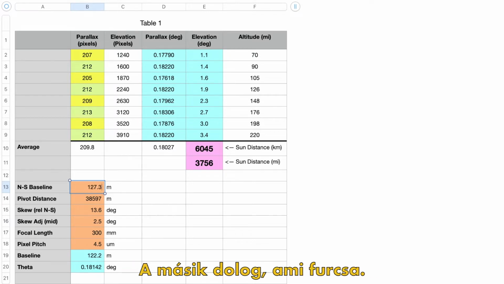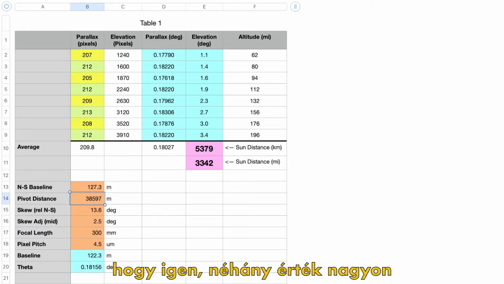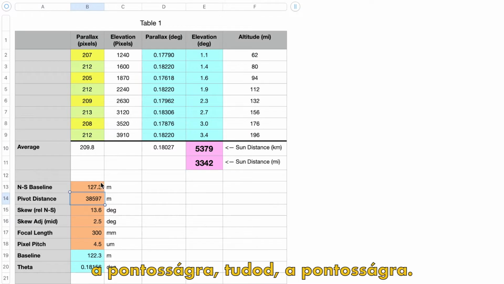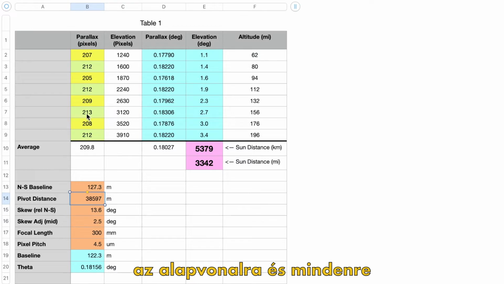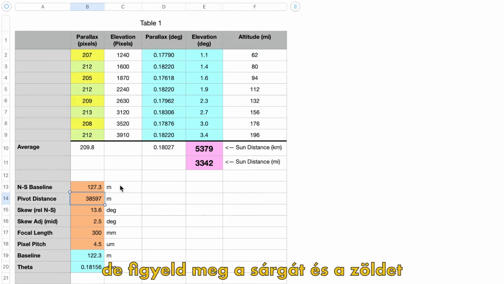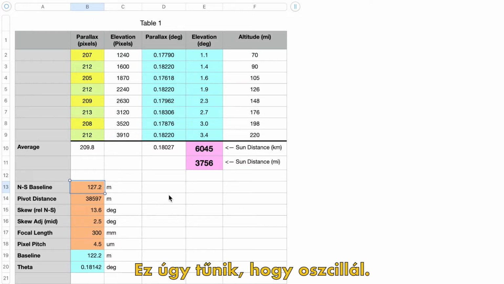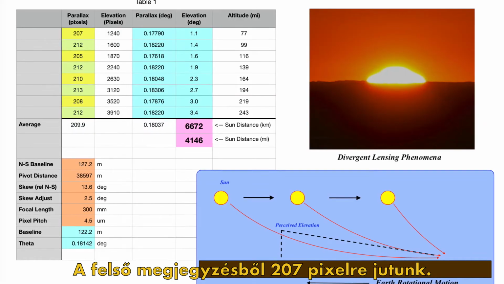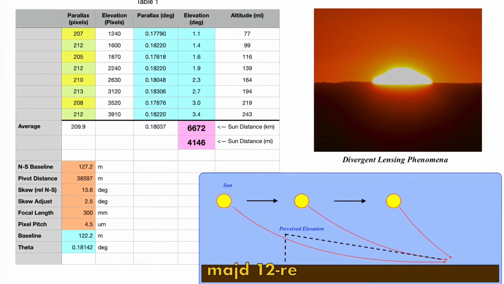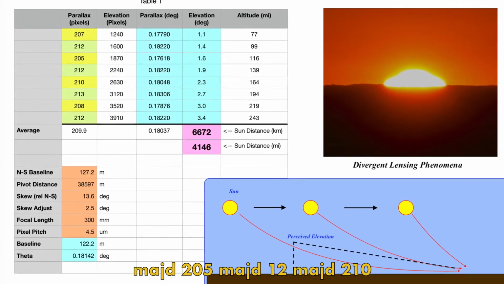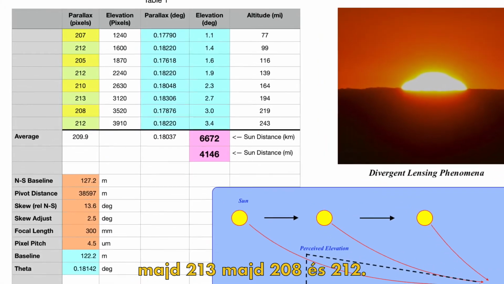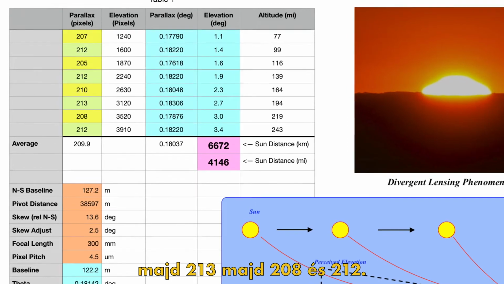good. Now, the other thing that's strange over here is that yes, some values are very sensitive. We have to pay attention to accuracy on the baseline and everything. But notice the yellow and the green highlighted pixel counts. That seems to be oscillating. From the top, notice we get 207 pixels, then 212, then 205, then 212. Then 210, then 213, then 208, then 212.